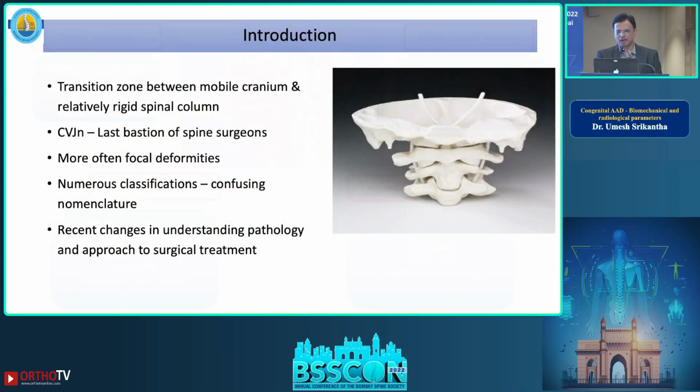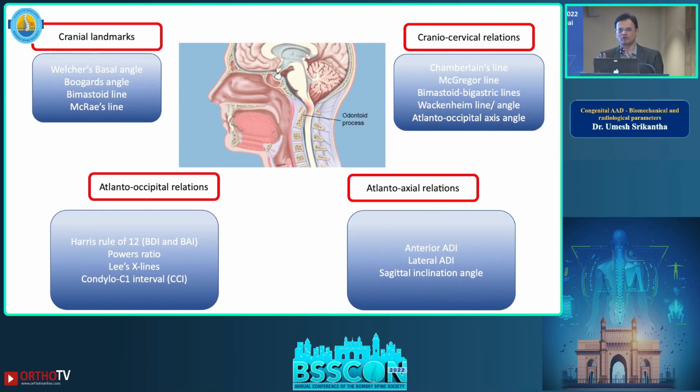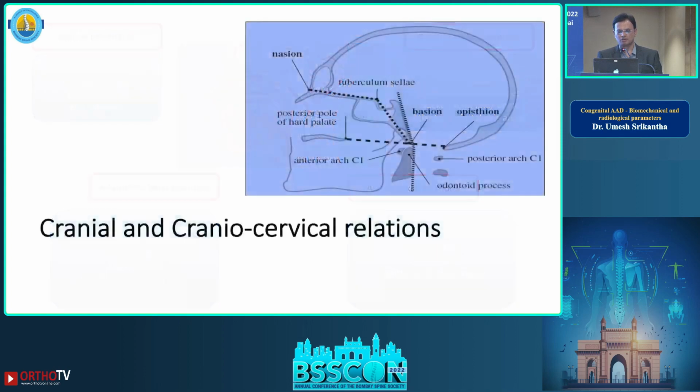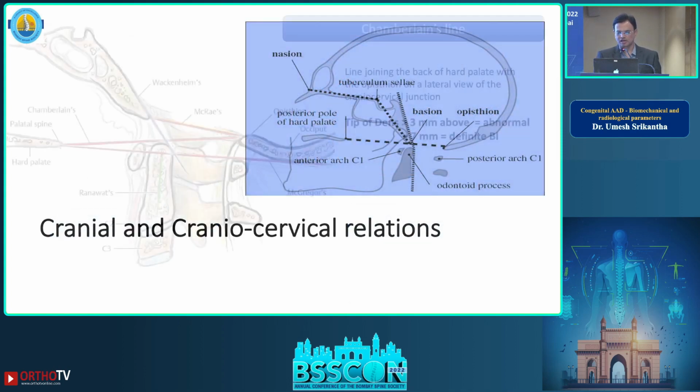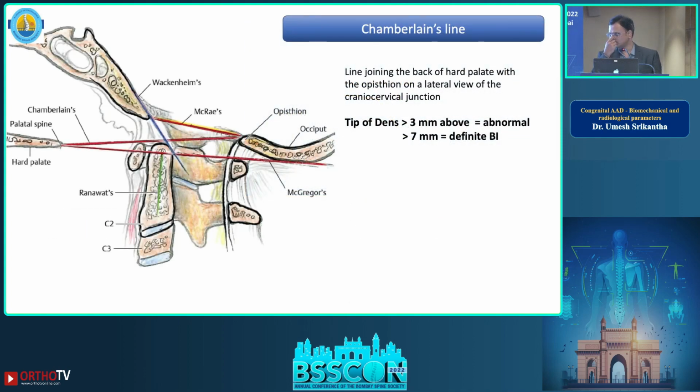So there are several parameters that we can assess while radiologically discussing the CV junction parameters. These are cranial landmarks, craniocervical, occipito-atlantal relations, as well as atlanto-axial relations. I'll just go through them in brief. Coming first to the cranial and craniocervical relations, we know that we have several lines here.